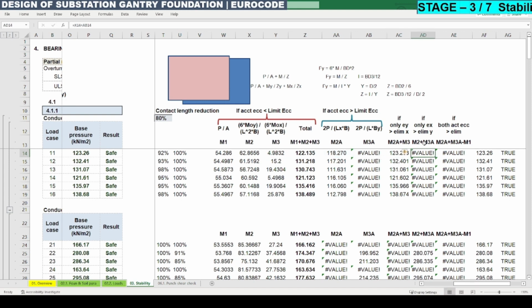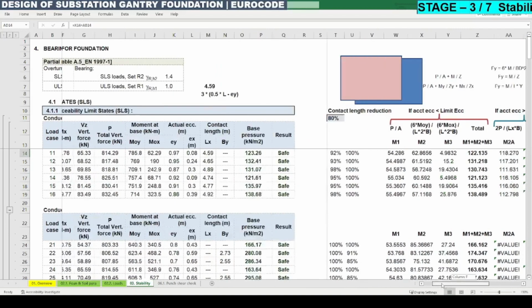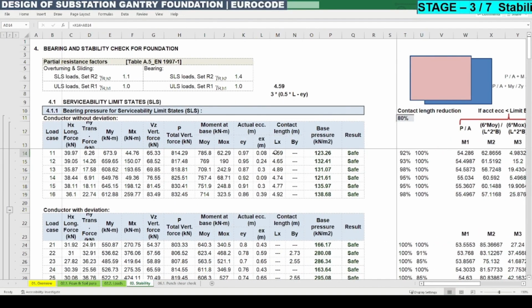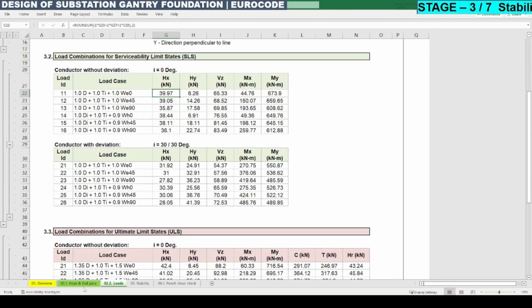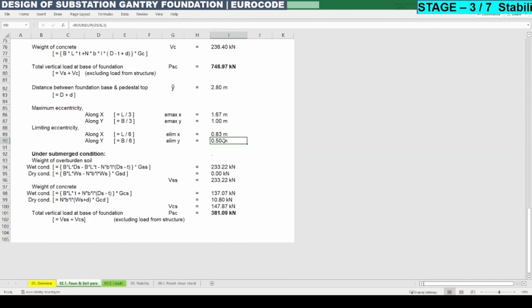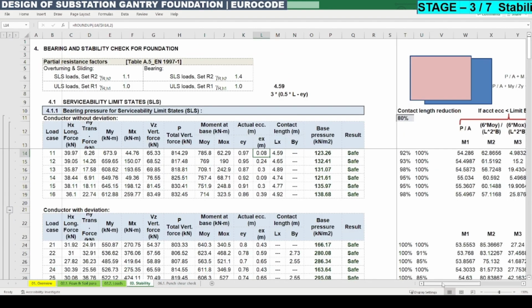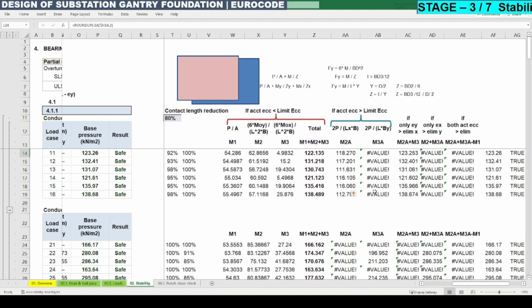So the next one is only Ex is greater than the e limit value. This case is not applicable here, because you can see this Ex is 0.08, which is less than the limiting eccentricity here, 0.05. So this width direction moment is not applicable. So here it is showing the value error.